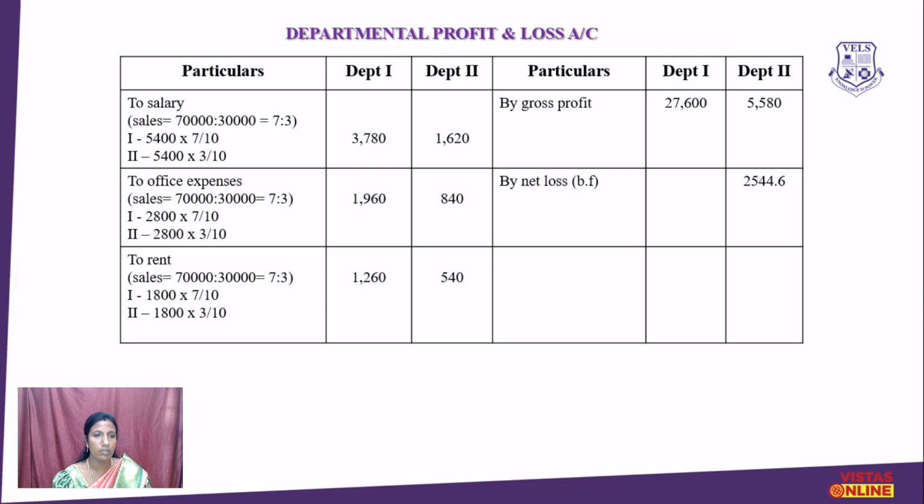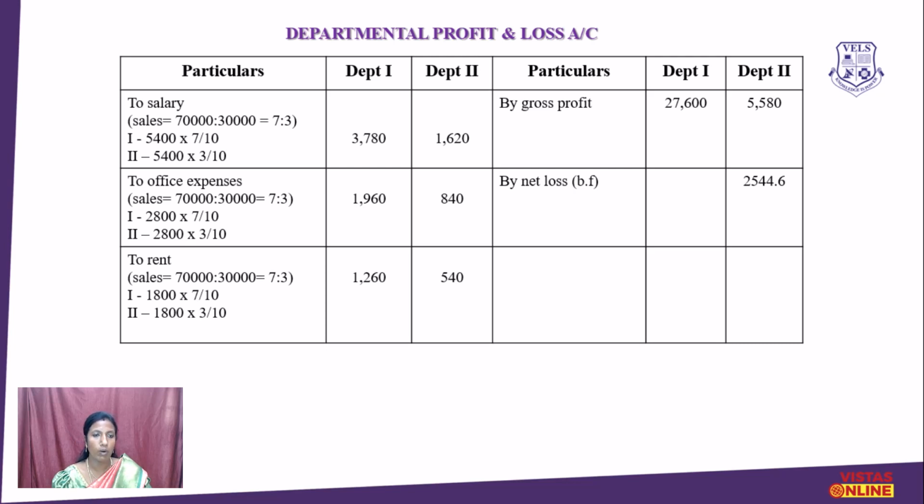The same procedure is followed for office expenses. 7:3. First, department 1: 2,800 into 7 by 10 equals 1,960. Department 2: 2,800 into 3 by 10, the value is 840. Next, rent. Sales are 70 to 30, so 7:3 is the ratio. In this ratio, we have to calculate all the expenses: salary, office expenses and rent also.